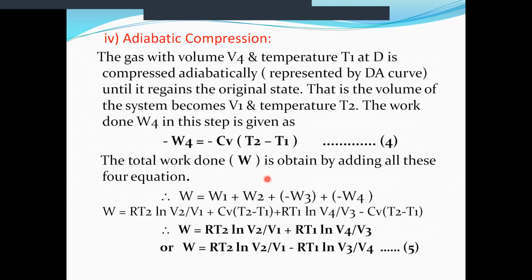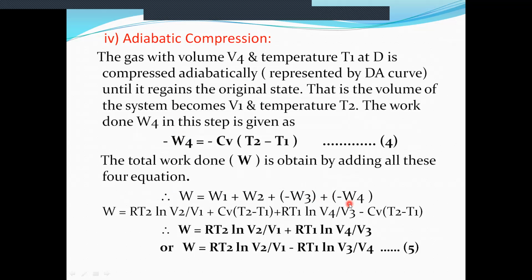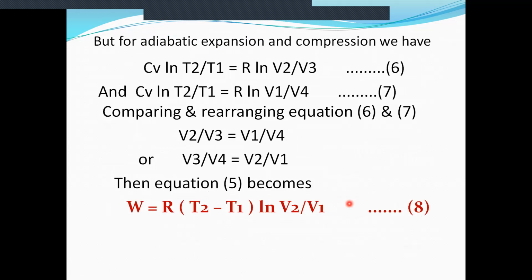And lastly we have obtained work done in adiabatic compression, that is W4, and we call this equation number 4. Now the total work done is obtained by adding all these work done, that is W is equal to W1 plus W2 plus W3 plus W4. And finally, for adiabatic expansion and compression, comparing and rearranging equations 6 and 7, we get V3 upon V4 is equal to V2 upon V1. And finally, equation 5 becomes W is equal to R into T2 minus T1 ln V2 upon V1.